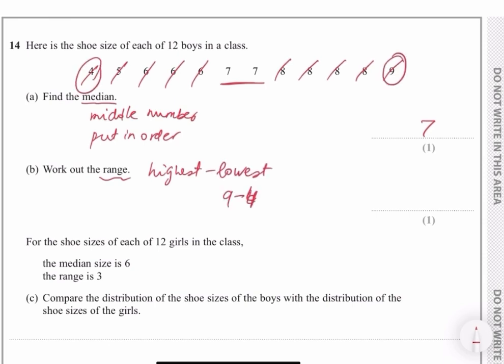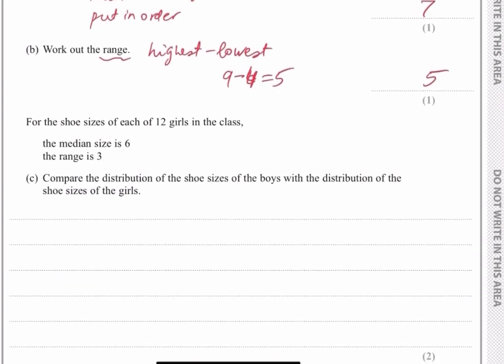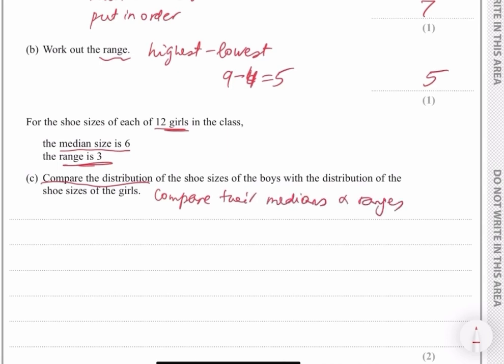For the range, highest minus lowest. So that is 5. So the next question asks you to compare the distribution of shoe sizes of the boys with the distribution of the shoe sizes of the girls. Basically, compare their medians and the ranges.